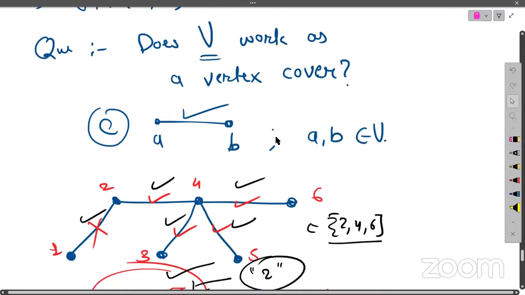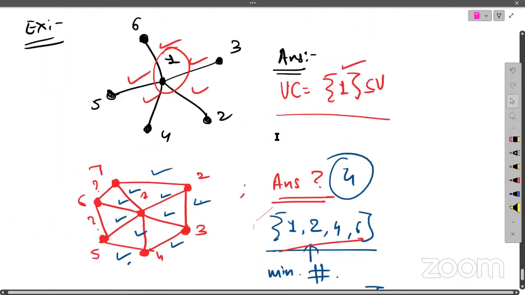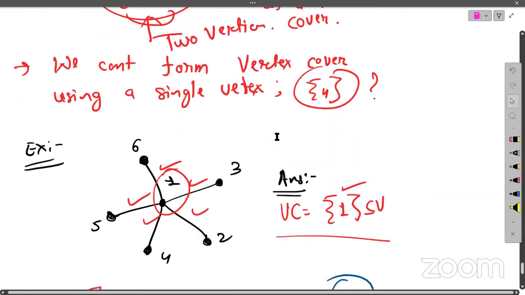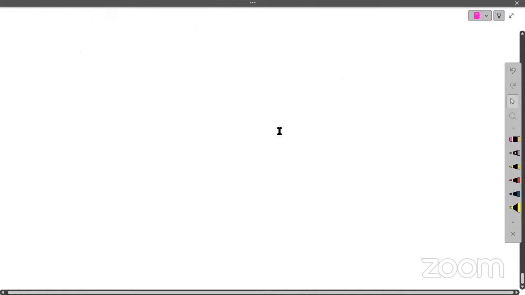Okay, so we have discussed examples. Is there any doubt in vertex cover now? No, ma'am. Just understand the definition and that's all.